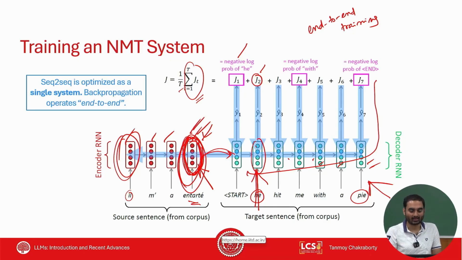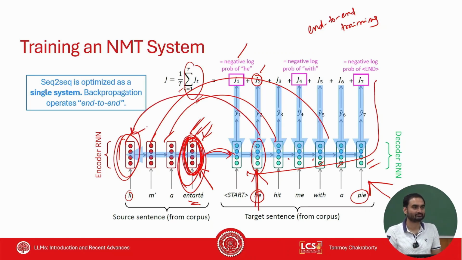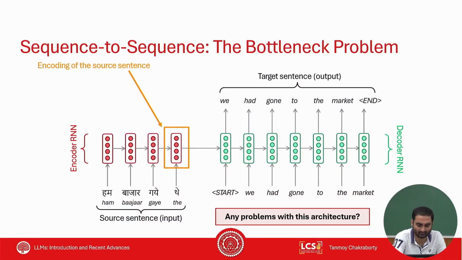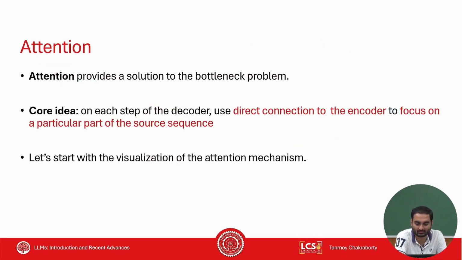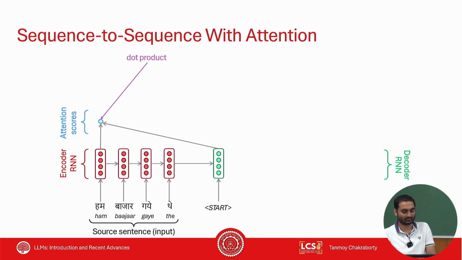So instead of this, if we had a direct connection from decoder to encoder, that could have solved this problem. Maybe let's say there's a direct connection from 'he' to 'il', and a direct connection from 'pi' to this one, right? Then that could have solved the problem, because through these shortcuts, information can move from encoder to decoder. So this is the philosophy of attention. I already mentioned this bottleneck problem, right? So what is attention? The core idea here is that on each step of the decoder, we use a direct connection to the encoder to focus on a particular part of the source sequence. So let's look at the architecture first and then we will understand.